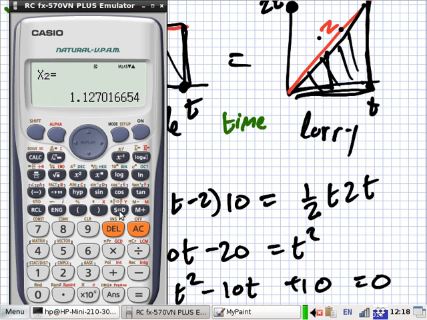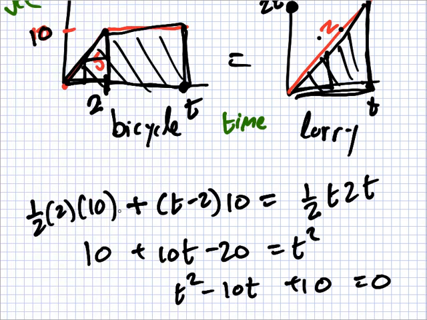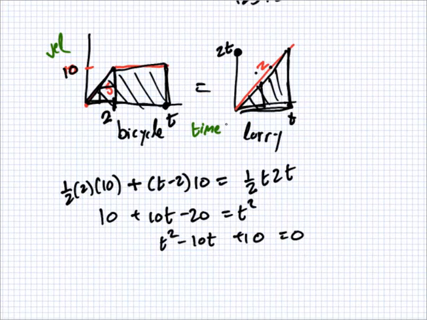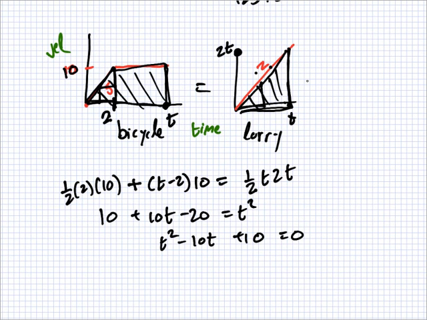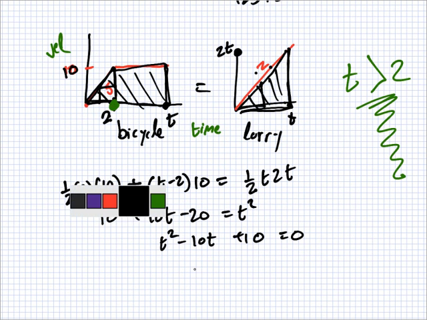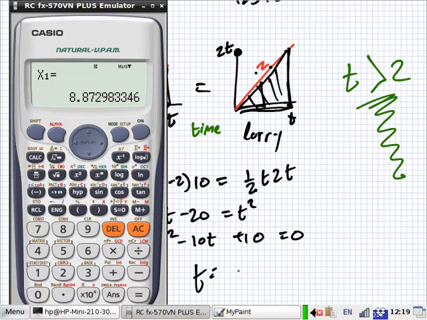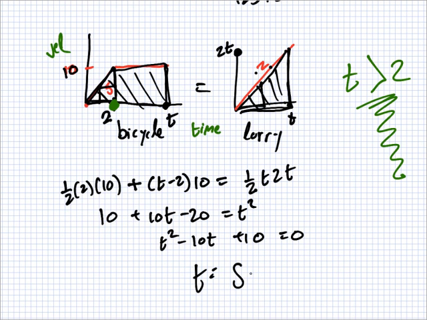Why is that answer wrong? Why is 1.12 the wrong answer? Anybody? Just more logical. T must be bigger than 2. Yeah, because it has to be after this on the graph. Exactly. So T is 8.87 seconds.